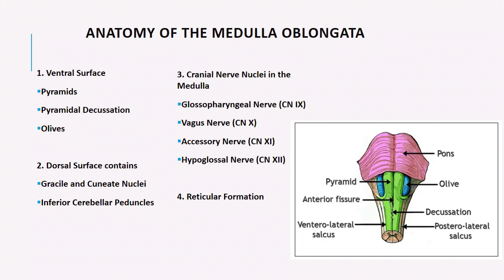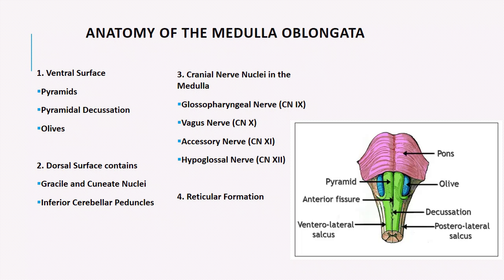Anatomy of the medulla oblongata. The medulla oblongata is divided into ventral and dorsal regions, each with distinct structures and functions. Features on the ventral surface. Pyramids, which are paired structures containing corticospinal tracts. Pyramidal decussation is the point where most motor fibers cross over to the opposite side, explaining why each hemisphere of the brain controls the opposite side of the body.